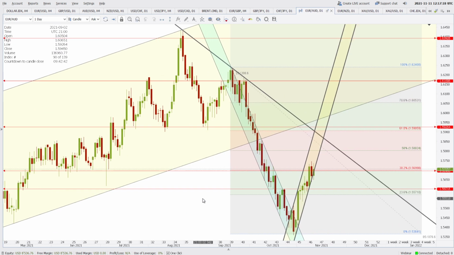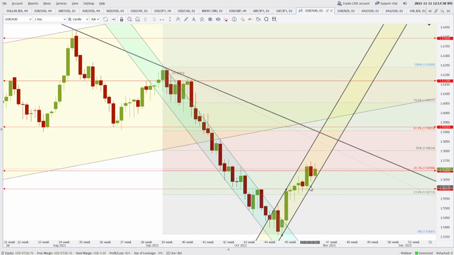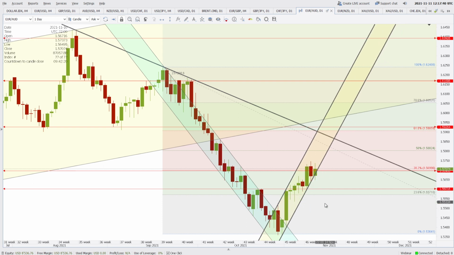Talking about the euro against Australian dollar, it is still moving in the channel that we had made the day before yesterday. It gave a closing above 38.2%. Now expect this 50% to be tested in this market, which is 1.5802, and if we see a resistance from here, the price can come back down below this rising channel actually. This rising channel is still intact.